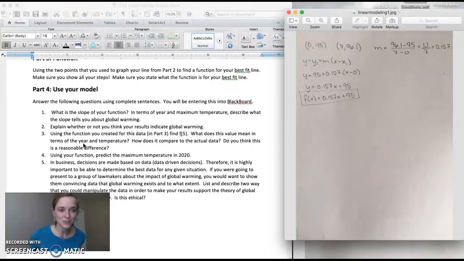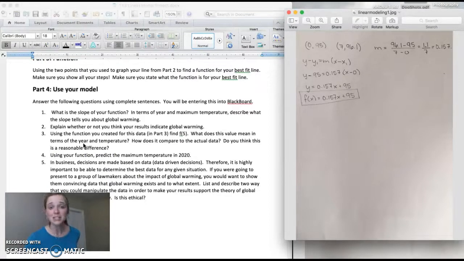Number 4: using your function, predict the maximum temperature in 2020. You have to be a little bit careful there because 2020 is not what you're going to plug in. Remember that my x values are the number of years after 2007. So I have to find how many years after 2007 2020 is. So 2020 minus 2007, get that number, plug that one in.